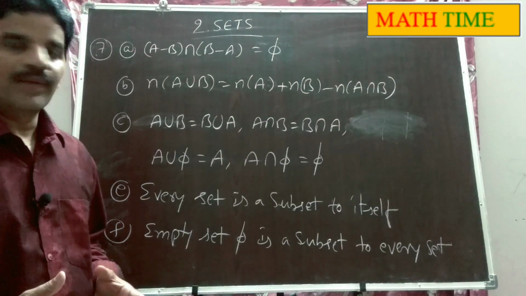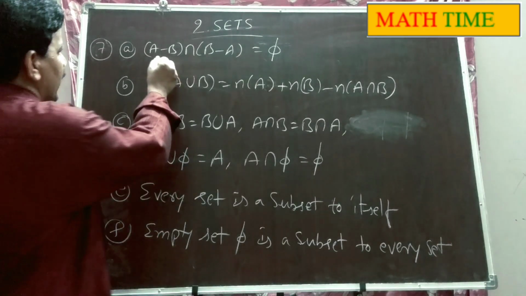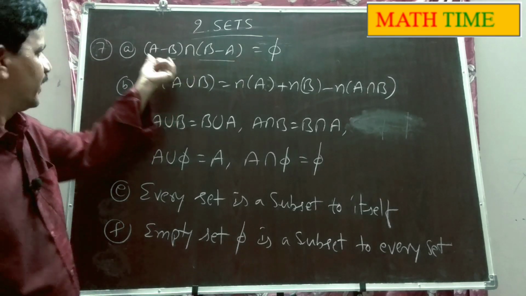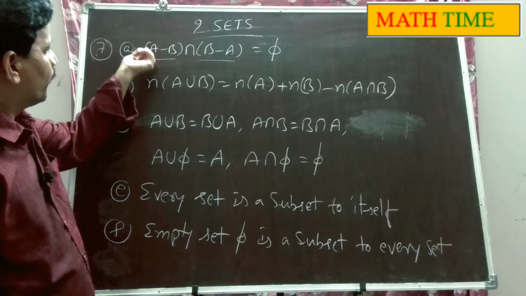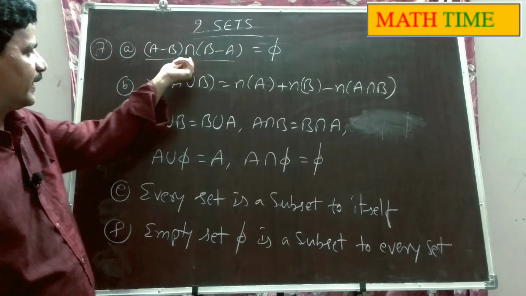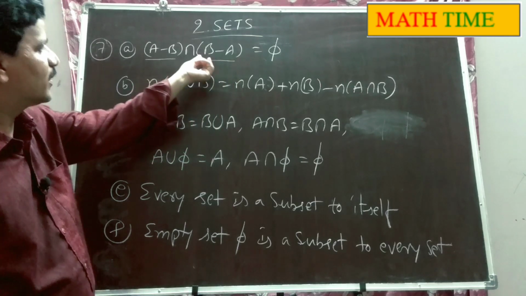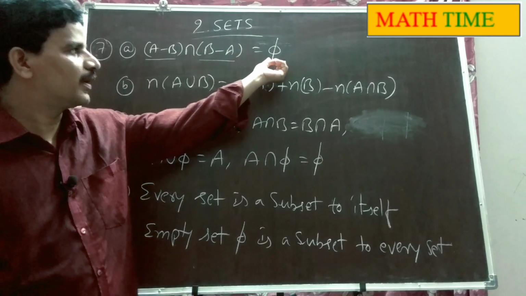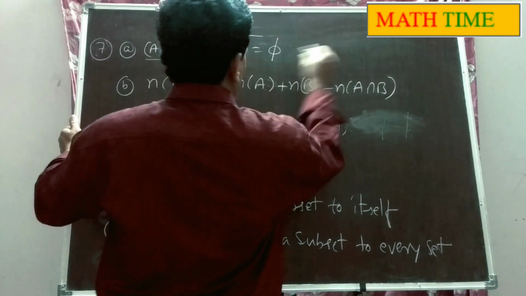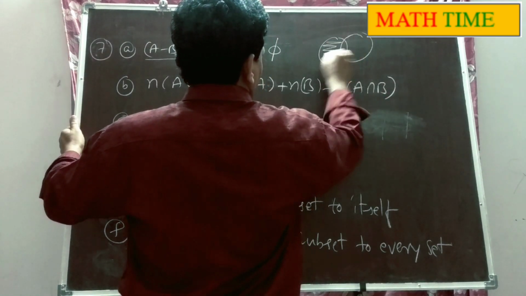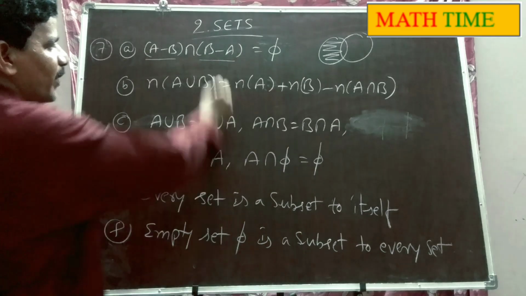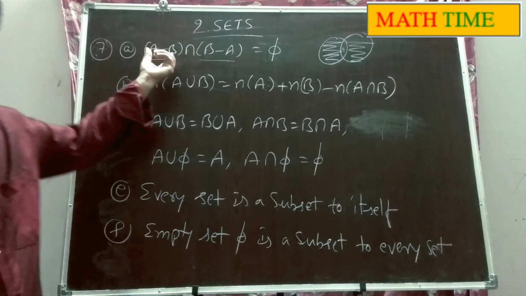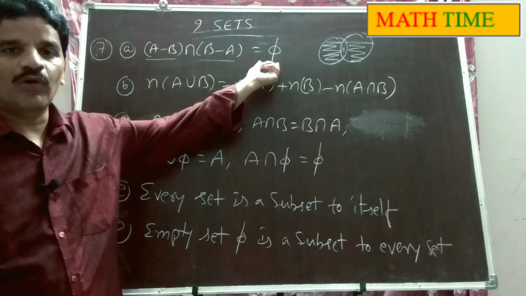So last, point number 7. A minus B intersection B minus A equal to phi. A minus B means a set contains elements of A which are not the elements of B. B minus A means the elements of B which are not elements of A. Therefore their intersection is always what? Phi. If you want to show this, A minus B is this part and B minus A is this part. In the intersection there are no elements, therefore A minus B intersection B minus A equal to phi.